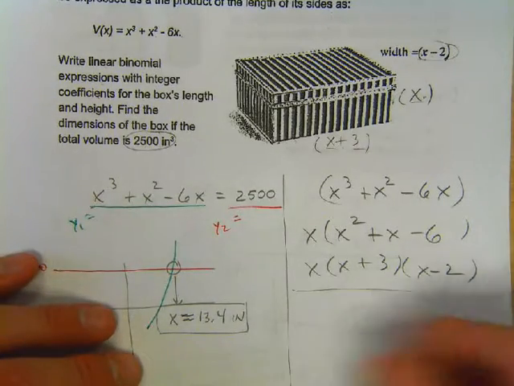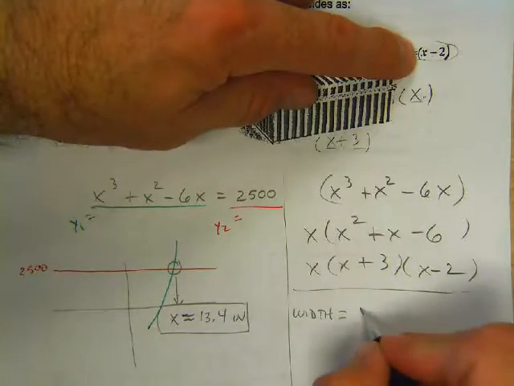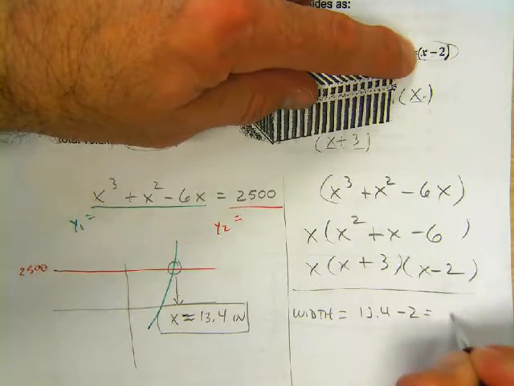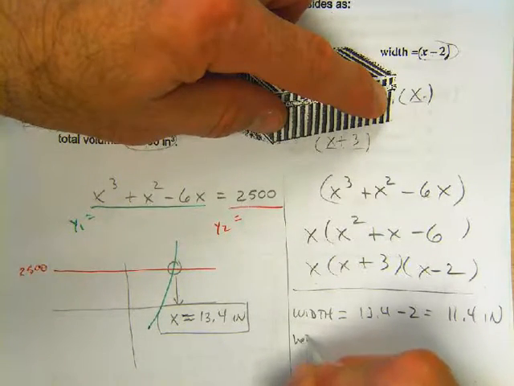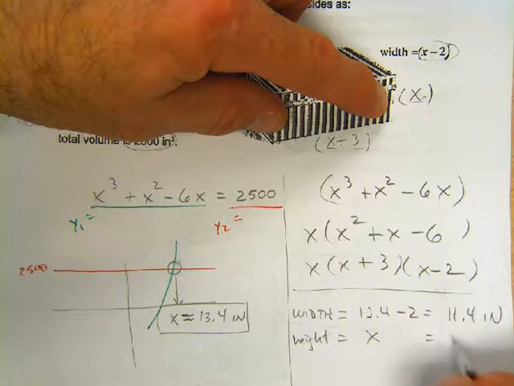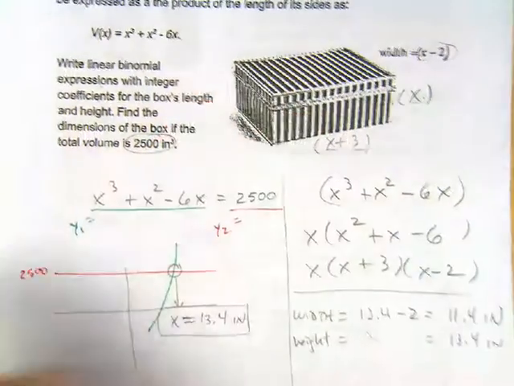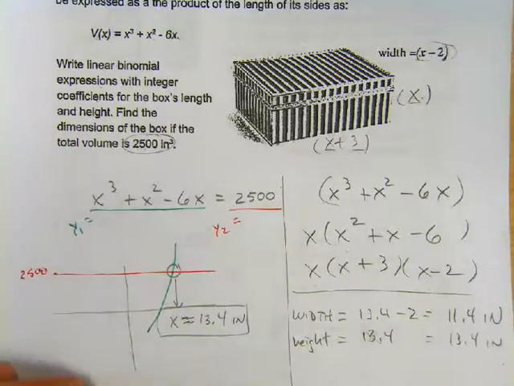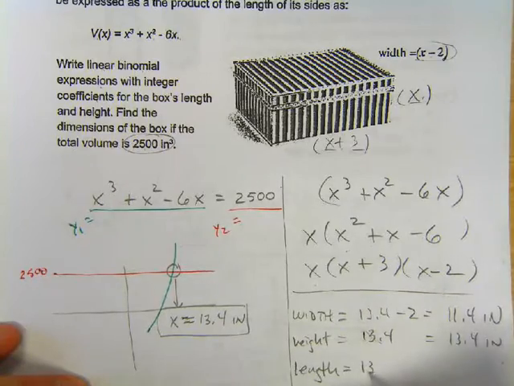So the width would be x minus 2, so 13.4 minus 2 is 11.4 inches. And the height is x, so that would be 13.4 inches. We could just say 13.4. And then the length is x plus 3, 13.4 plus 3, so that would be 16.4 inches.